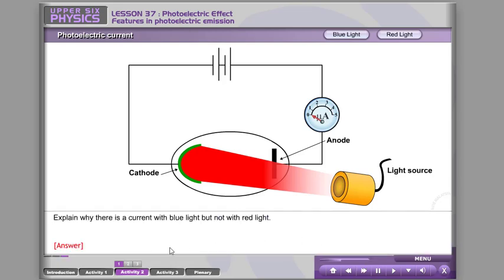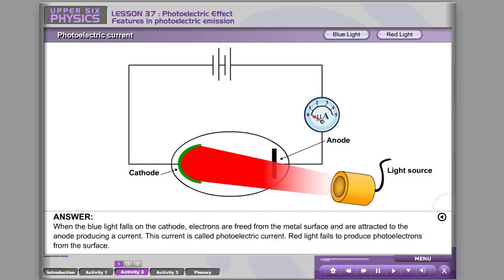Explain why there is a current with blue light but not with red light. Answer: when the blue light falls on the cathode, electrons are freed from the metal surface and are attracted to the anode, producing a current. This current is called photoelectric current. Red light fails to produce photoelectrons from the surface.